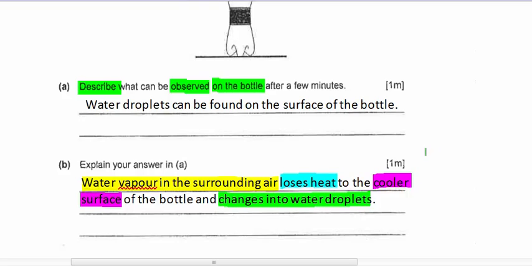So repeat after me. Water vapor in the surrounding air loses heat to the cooler surface of the bottle and changes into water droplets. So whenever we ask you about condensation, this is the kind of answer that we are expecting.